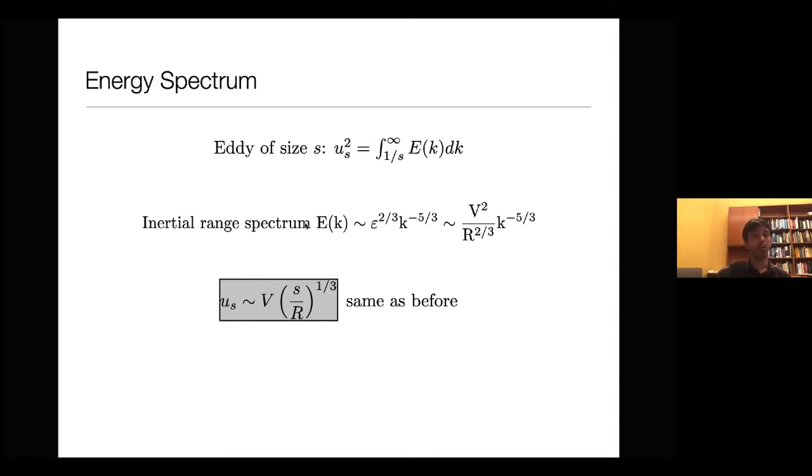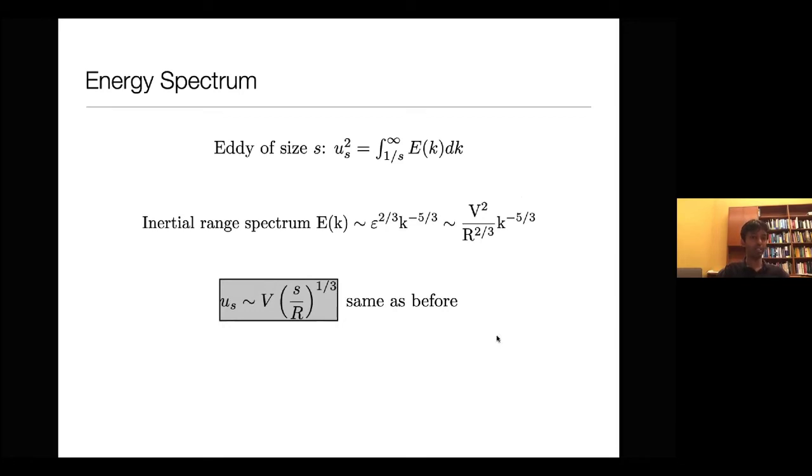For the inertial range spectrum, this is the famous Kolmogorov argument of the -5/3 law. If you argue using dimensional analysis that E of k depends on only k and epsilon, then this is the only combination that's possible. And if we substitute for epsilon the Taylor scaling, this is what we are going to get. You take this expression, substitute back here, you get the exact same thing that we argued before, because this is exactly the same argument. The first argument I gave in real space, this is the argument in spectral space.